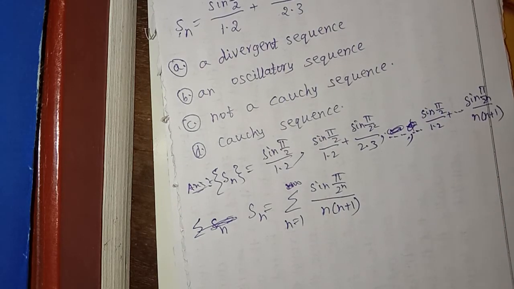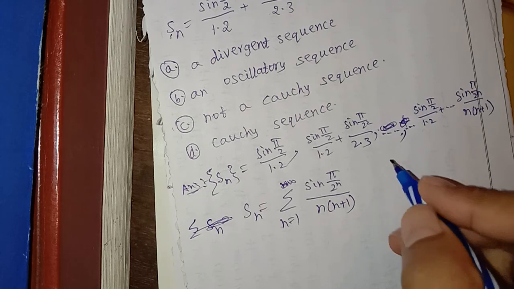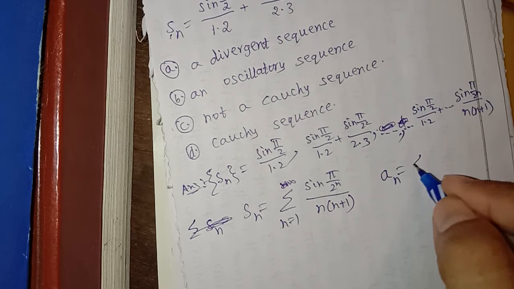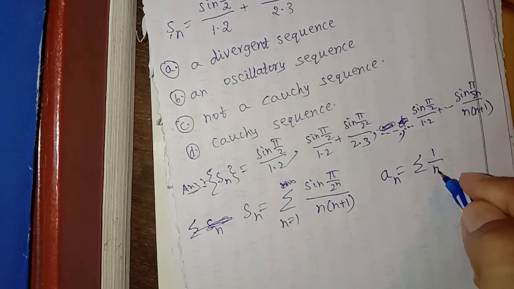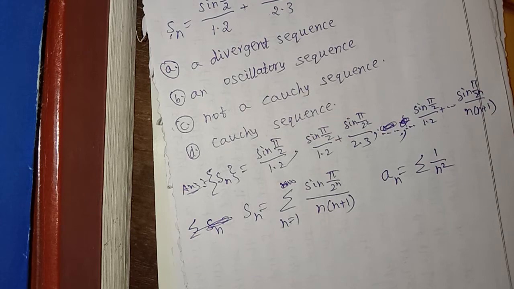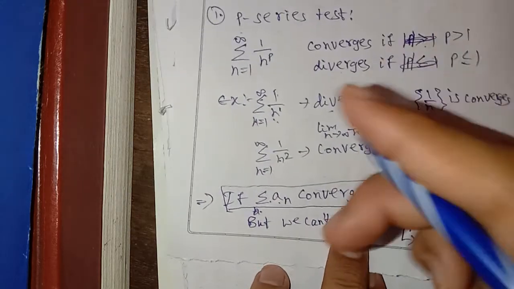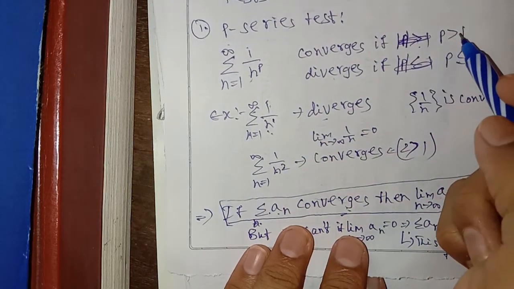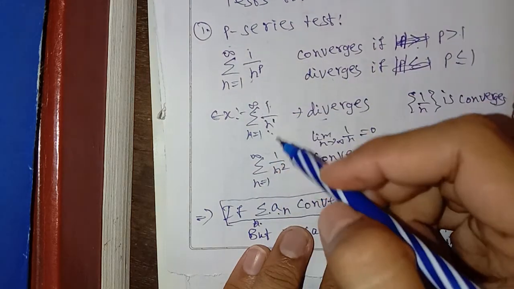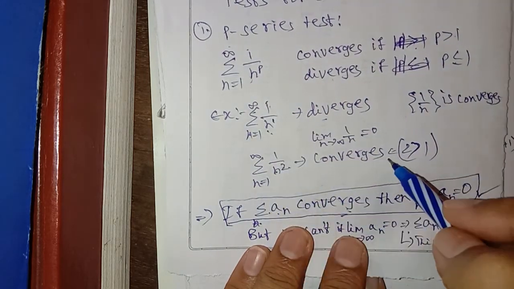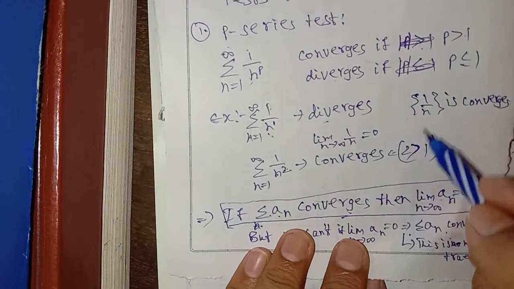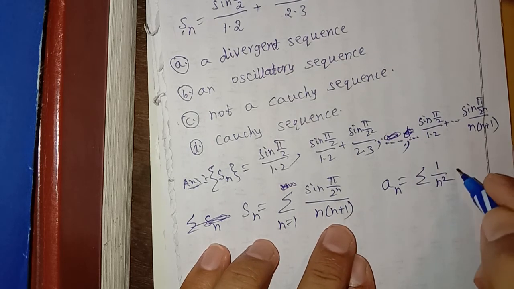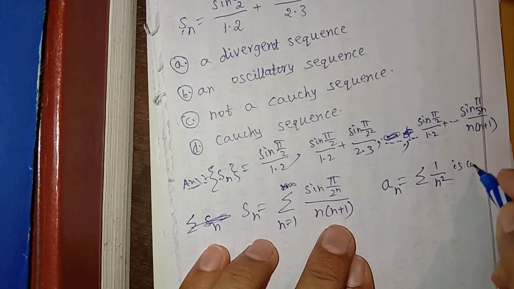Now consider another series, an is equal to 1 by n squared. The p-series test says that the series 1 by n raised to p converges if p is greater than 1. So the series 1 by n squared converges because 2 is greater than 1. This is what the p-series test says. So by this test we can say that an converges.